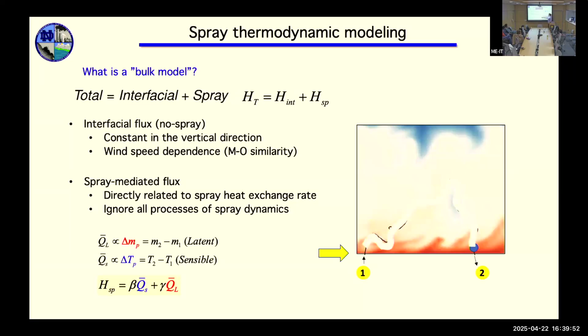And as it does, I'm just going to keep track of how much mass it gained or lost and how much temperature it gained or lost. So I'm going to mark what it was at the beginning and mark what it was at the end. And then once you have those two quantities and you sum across all droplets that have participated in this, you get something about how much total latent and sensible heat has been transferred. And so the spray flux is going to be a sum of these things weighted by some unknown coefficients. That's the general idea.